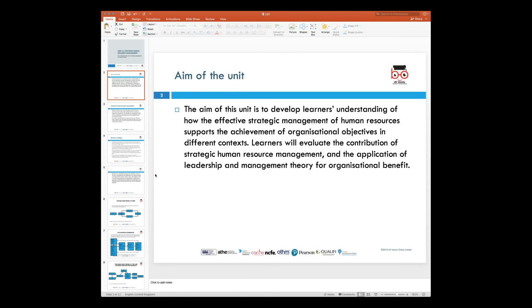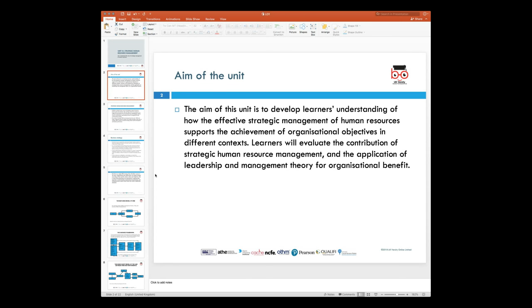During the course of the discussion, I'm going to be taking up an example of Tesco, which is a large retailer in the UK and has operations both in the UK and in other countries globally. Now, the key things that you will learn would be to look at understanding and evaluating the contribution of SHRM and its application to leadership and management with regards to an organization.